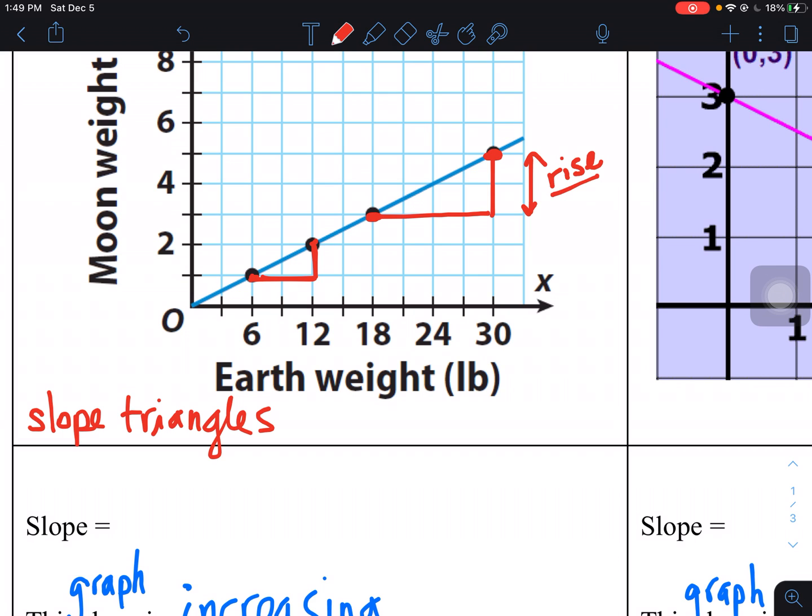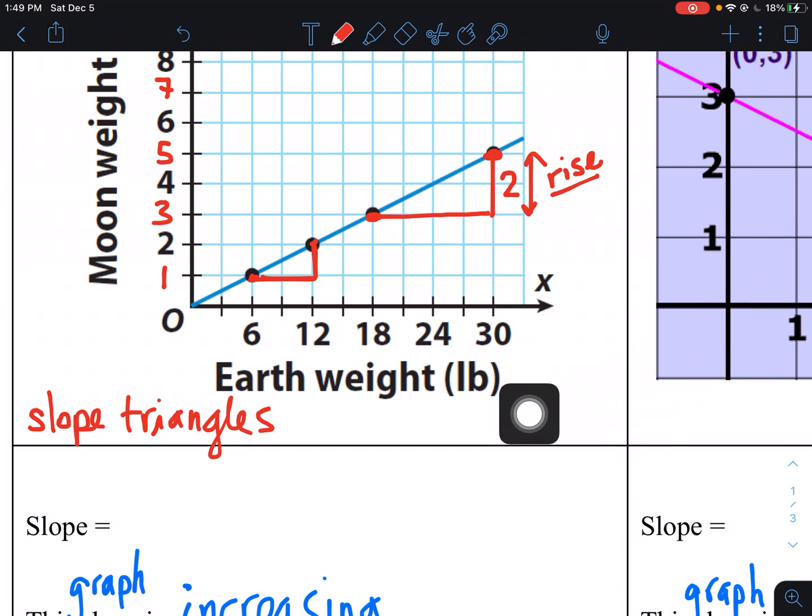Let's look at the scale over here. We go 0, 2, 4. That means we're going up by 1, 2, 3, 4, 5, 6, 7. So we go from a height of 3 up 1, 2 to a height of 5. This rise is 2. 1, 2.